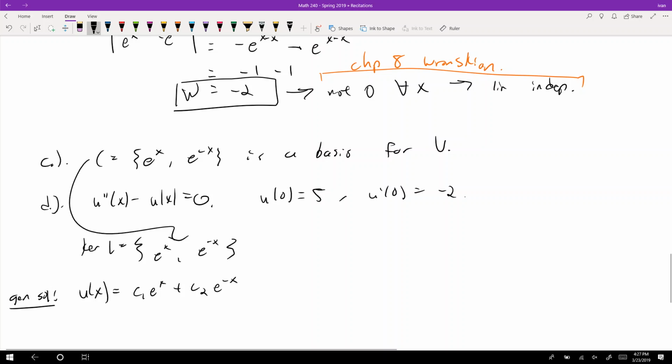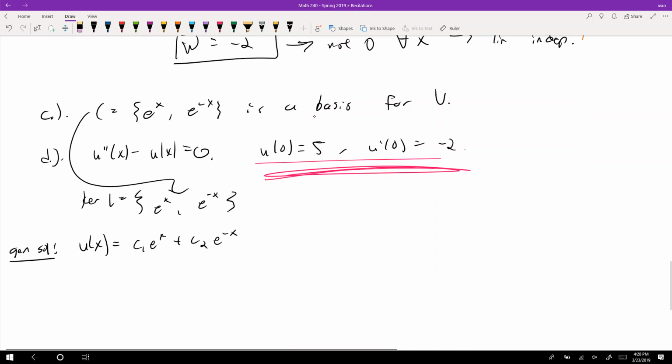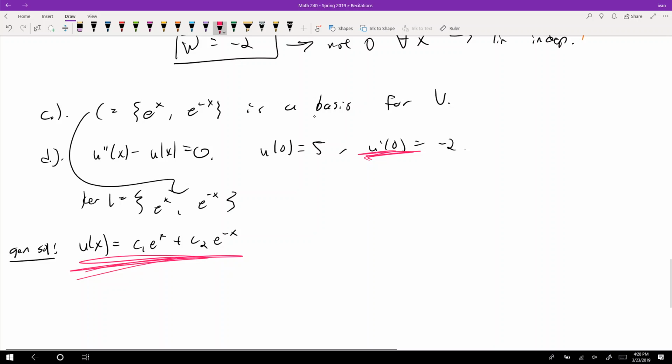But if you're given initial conditions, like up here, you can't leave your answer like this. That's like half credit. If you have initial conditions, the reason why we give you initial conditions is to actually find what C1 and C2 are. So now what do you want to do? You know that you have this u prime, and so what we need to do is take the derivative of u of x.